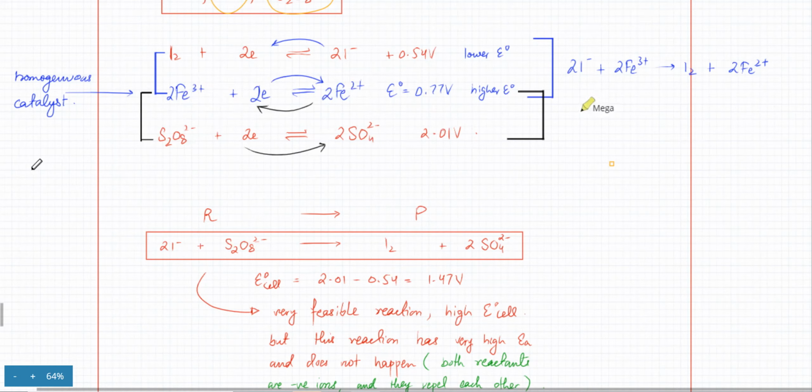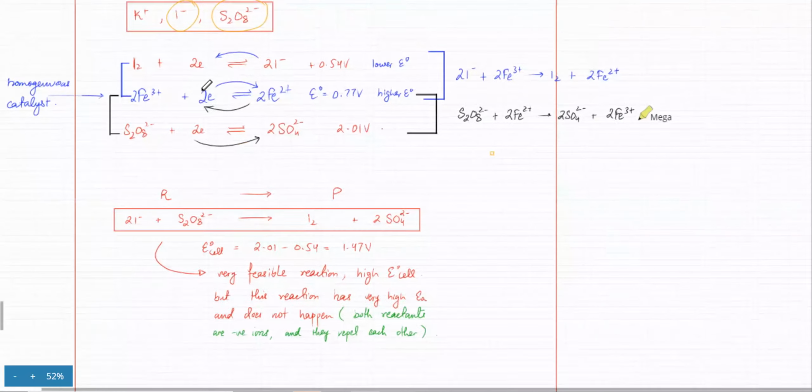The reactant is S2O8 2 minus, and the reactant over here is 2Fe2 plus, and the products are over here it's 2SO4 2 minus, and the product in this iron, because it's going in the backward direction, it would be 2Fe3 plus. So you have these two reactions now happening.